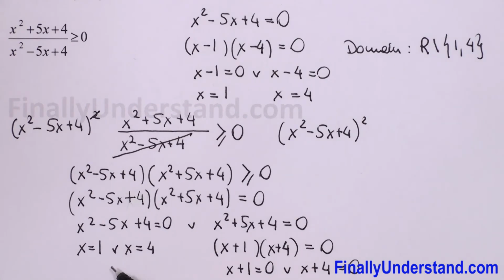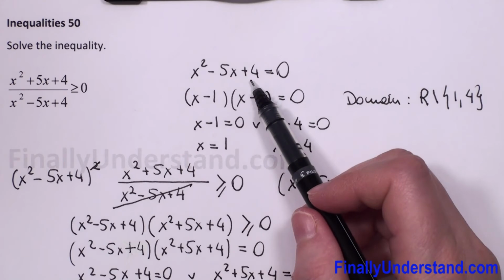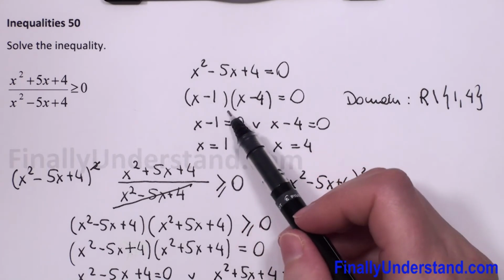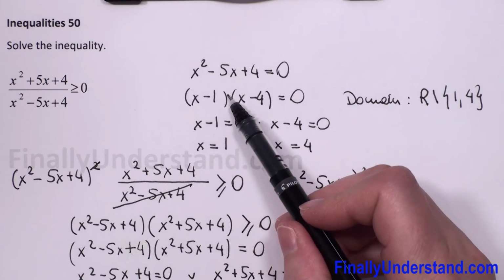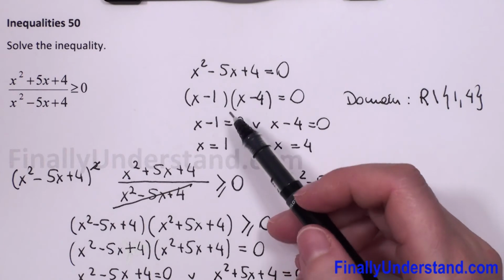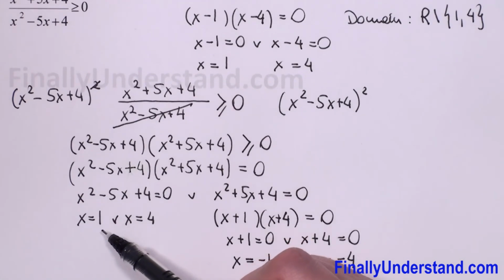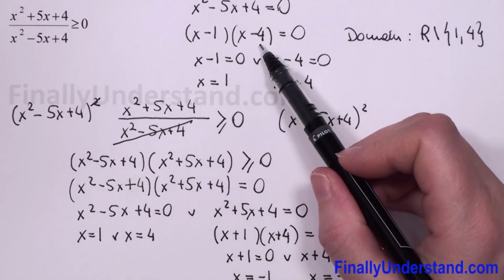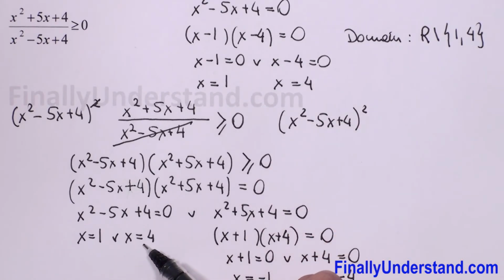Now we have to check how many times 1 and 4 repeat. Let's go to our domain. We rewrote our quadratic equation as 2 factors, and x minus 1 is raised to the first power. It means our 1 repeats 1 time, and x minus 4 is raised to the first power. It means our root 4 repeats 1 time.